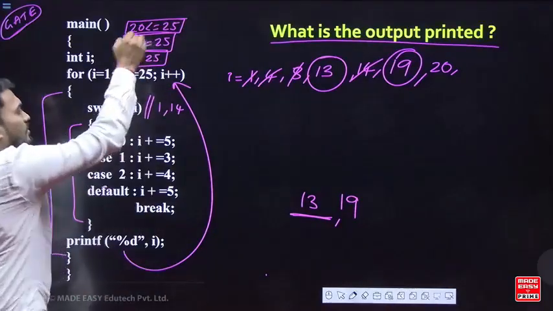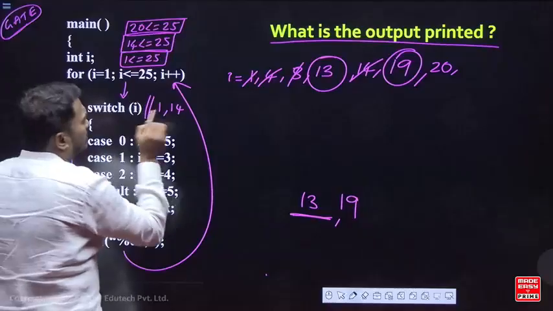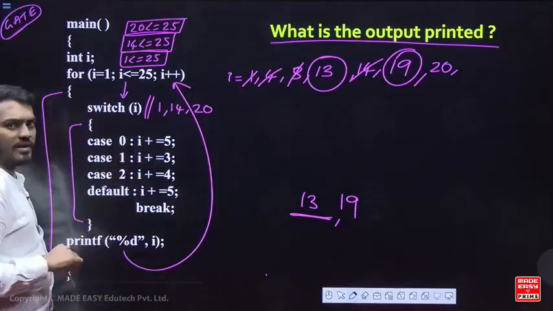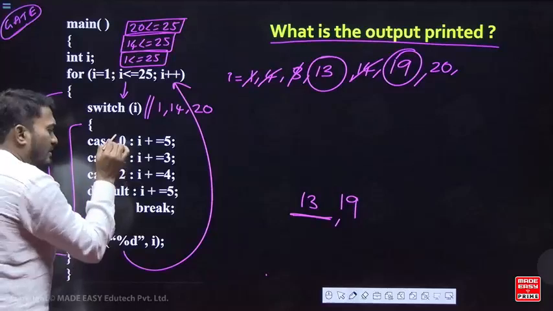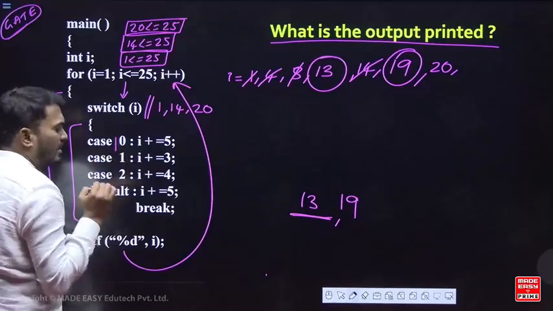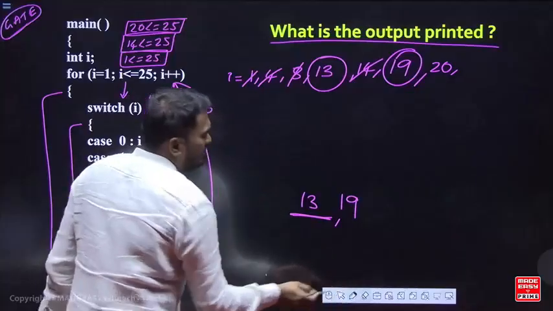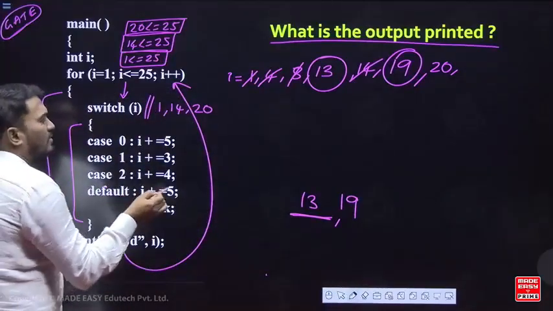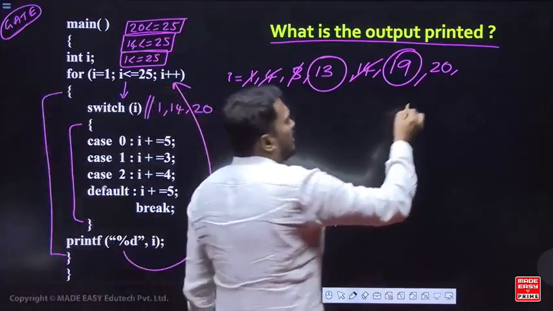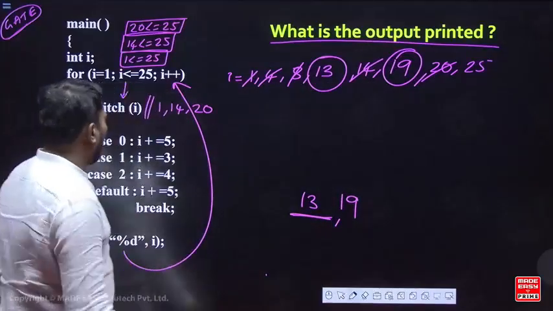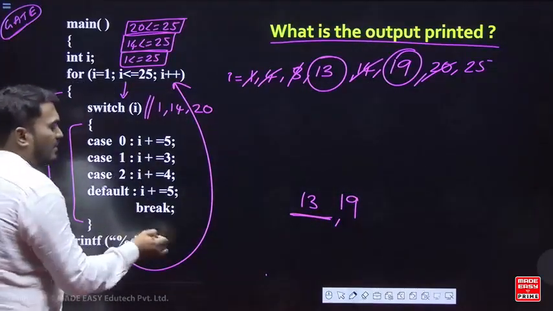If it is true, you go inside. In the switch case, you are passing I value as 20. Is 20 matching with any case here? No, it is not matching with any case. If it is not matching with any case, it will execute default. So default I equal to I plus 5. I value 20 है, तो क्या हो जाएगा? 25 होगा.